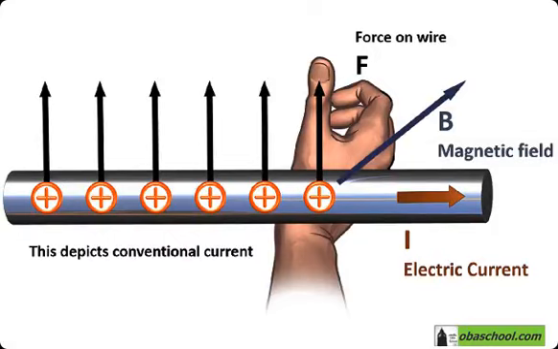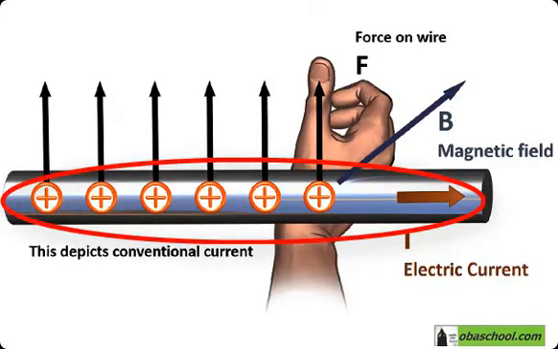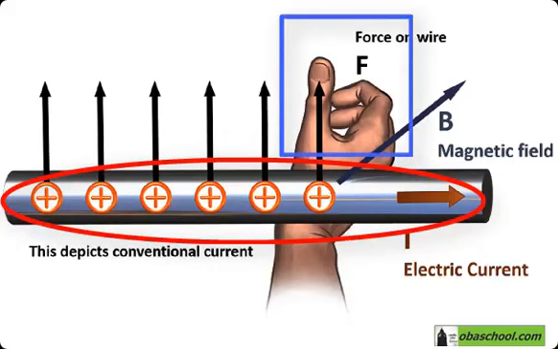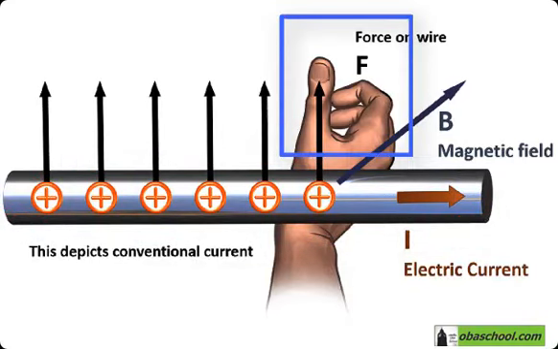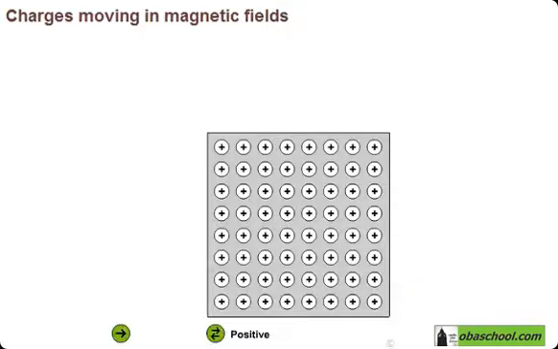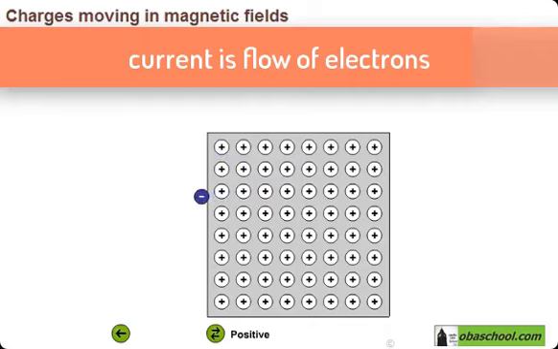Hi, in this video, we will move on to talk about charges moving in magnetic fields. Now we've already seen that when the current flows through a wire in a magnetic field, there is a force acting upon the wire. Now this current is a flow of electrons. So it won't be difficult to imagine that these individual charges each experience a force when moving inside the magnetic field, as we're going to see in figure 4.